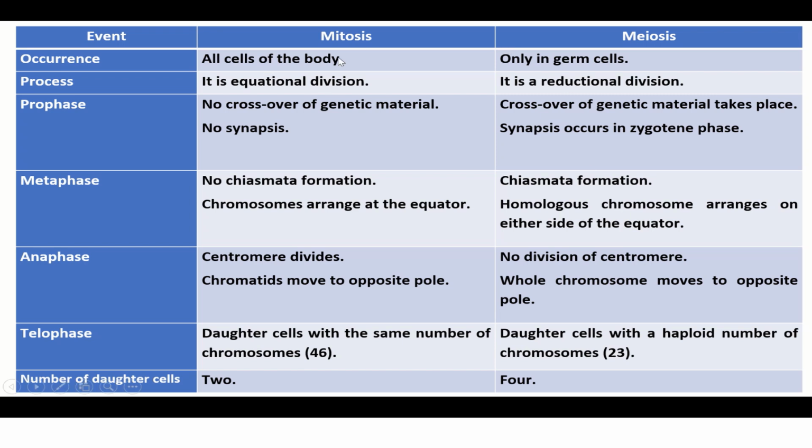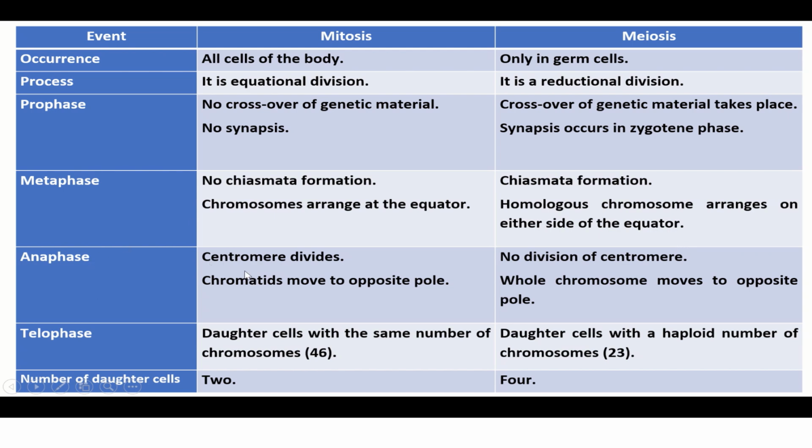All cells of the body undergo mitosis. Meiosis is seen only in germ cells. Mitosis is an equational division, whereas meiosis is a reductional division. In the prophase of mitosis, there is no crossover of genetic material and no synapsis. But in meiosis, there is crossover of genetic material and synapsis occurs. In metaphase of mitosis, there is no chiasmata formation and chromosomes arrange at the equator. In meiosis, chiasmata formation is present and homologous chromosomes arrange on either side of the equator.